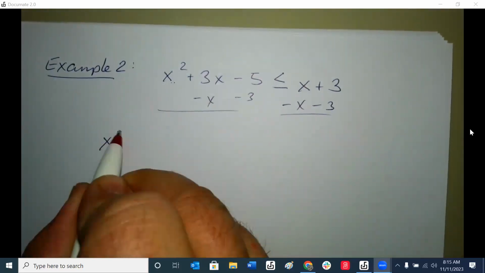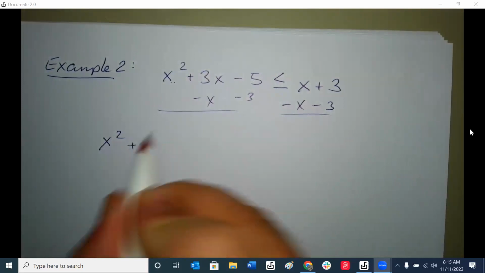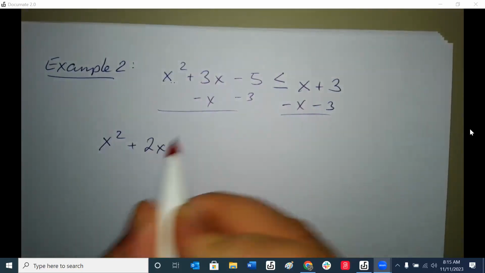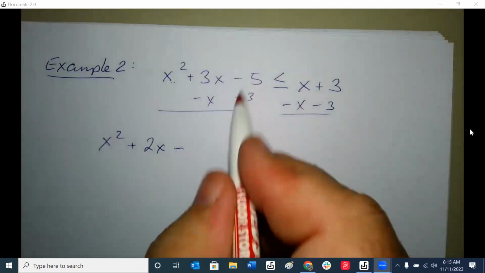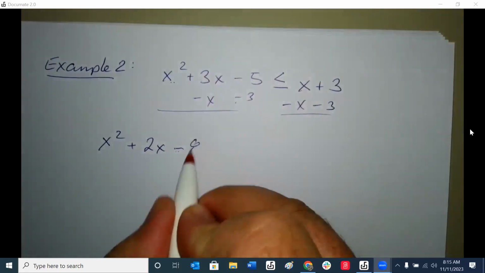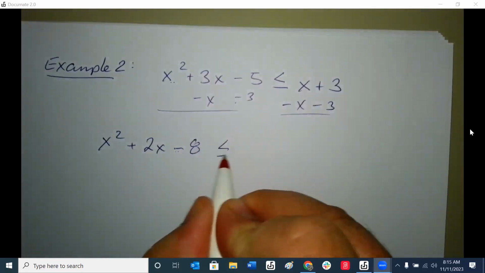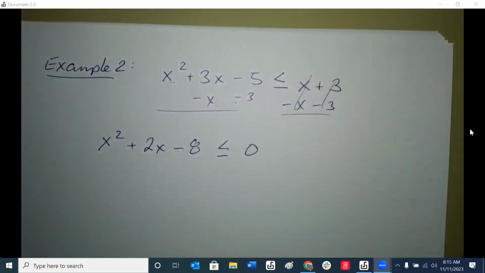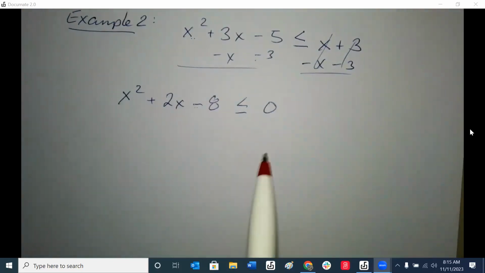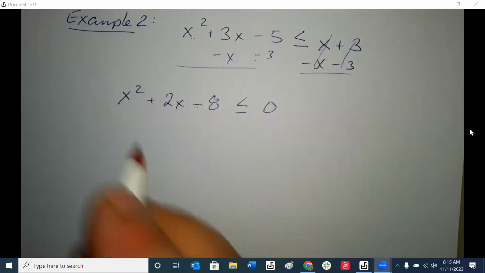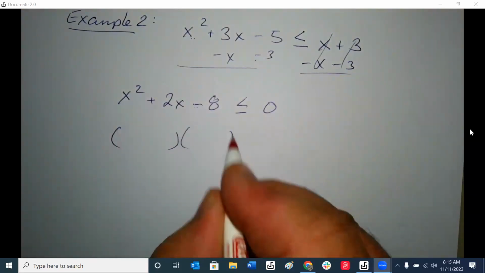So that gives me x squared, 3 minus 1 is 2, -5 minus 3 is -8. These cancel, so it's 0. No parentheses, it has to be set equal to 0. Now factor it.